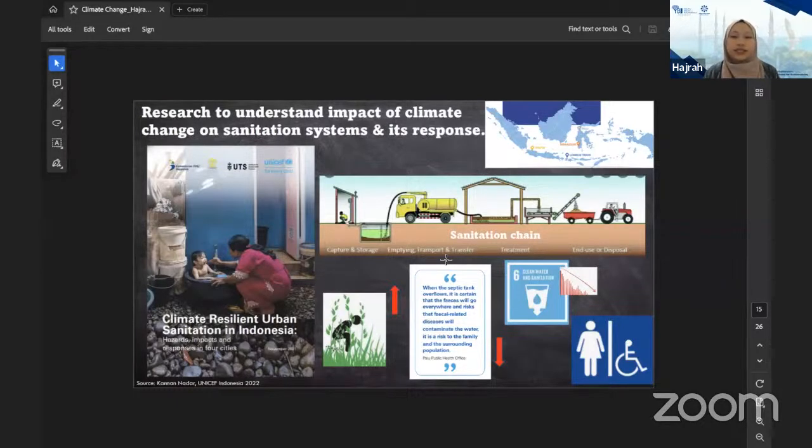And here is the sanitation chain. Indonesia is also still really low on this. We are still at about 7%, while our target by 2020 is 15% to achieve safe sanitation. This is also due to the lack of water and the insufficient infrastructure that we have in Indonesia, and I believe it's also happening in many other countries like in Africa, and in some other developing countries as well.